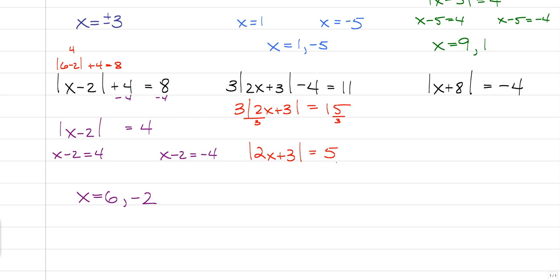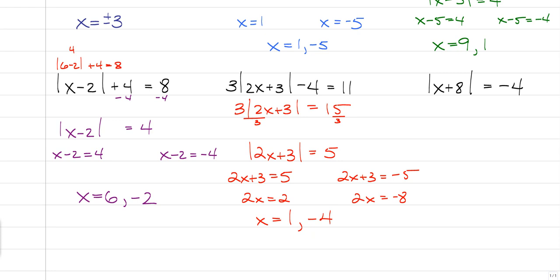But now that you have the absolute value by itself, you can split. 2x plus 3 is equal to a positive 5, and 2x plus 3 is equal to a negative 5. And for this, you just continue solving. Subtract 3 from both sides, so 2x is equal to 2, so x is equal to 1. Subtract 3 from both sides here. 2x is equal to a negative 8. Divide both sides by 2, and you get x is also equal to a negative 4.